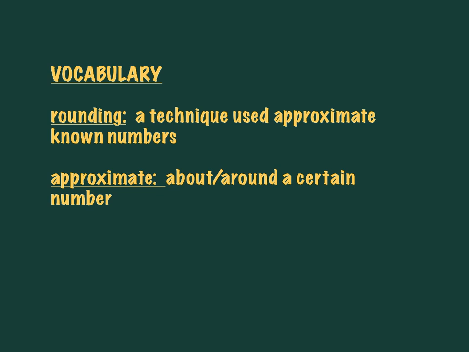Our vocabulary today has the following two words: rounding, which is a technique used to approximate known numbers. And then we have the word approximate, which means about or around a certain number. So those are the two words that we have for vocabulary. Make sure you get those written in your notes.